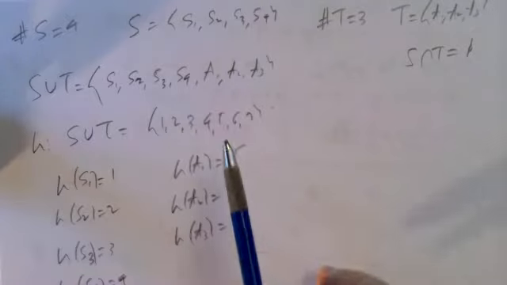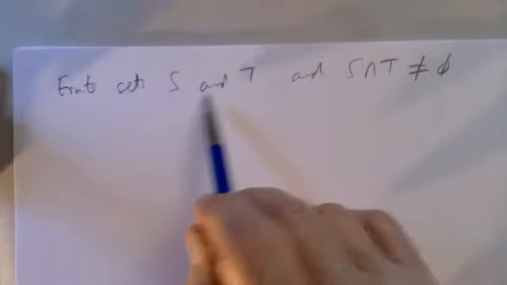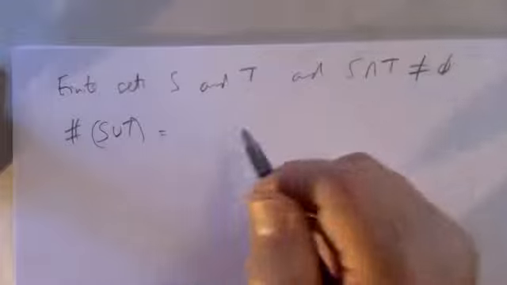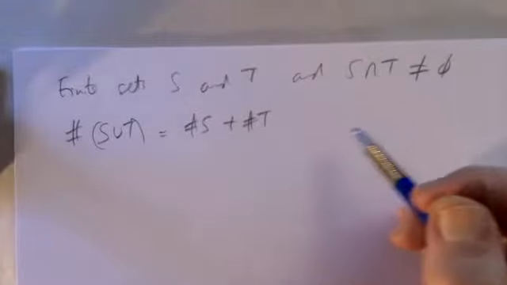So this is something about the size of the union of two sets when the sets are disjoint. But suppose the sets are not disjoint. So suppose we have finite sets S and T, and S intersect T isn't the empty set. What can we then say about the cardinality of S union T? So the theorem says the following: the cardinality of S union T, if they're disjoint, it's just the cardinality of S plus the cardinality of T. Cardinality means size.